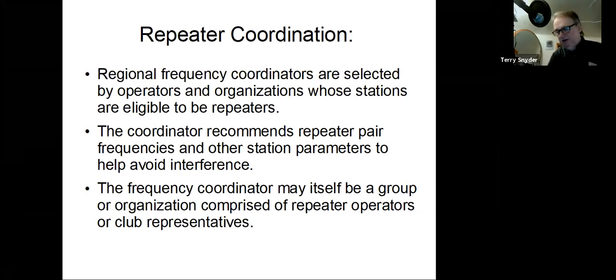Repeater coordination. You would think, okay, it's ham radio, I can put a repeater up anywhere I want to and on any frequency, and it's cool because I don't hear somebody, so there must be an open frequency. Not always the case. So there are people that actually coordinate these efforts, and this grew out of commercial radio.